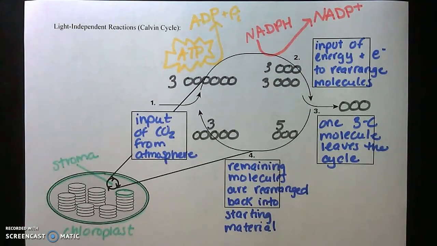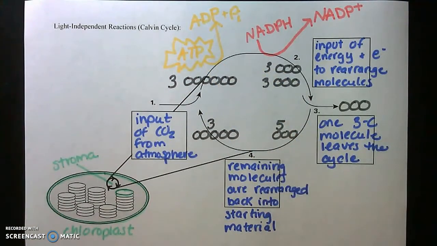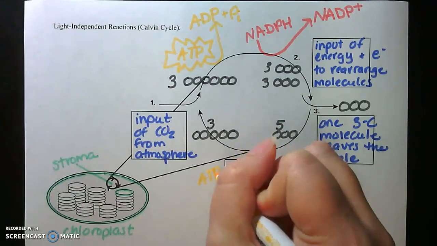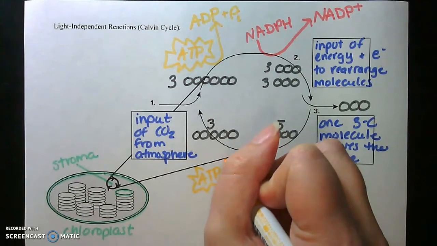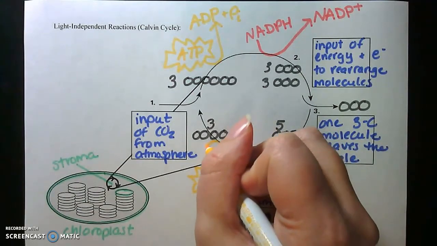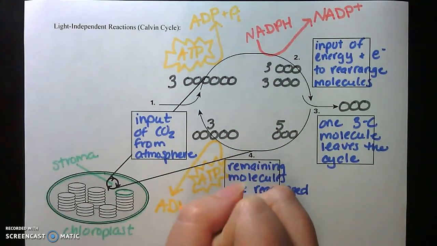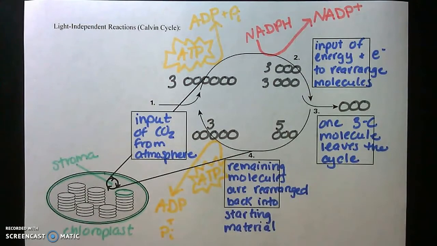Now that rearrangement of molecules, just like we had at the top part of our cycle, is going to require the input of ATP. So I will note that here. We're going to have the input of ATP to make that happen, and then once it's used, it's going to release the ADP plus inorganic phosphate.